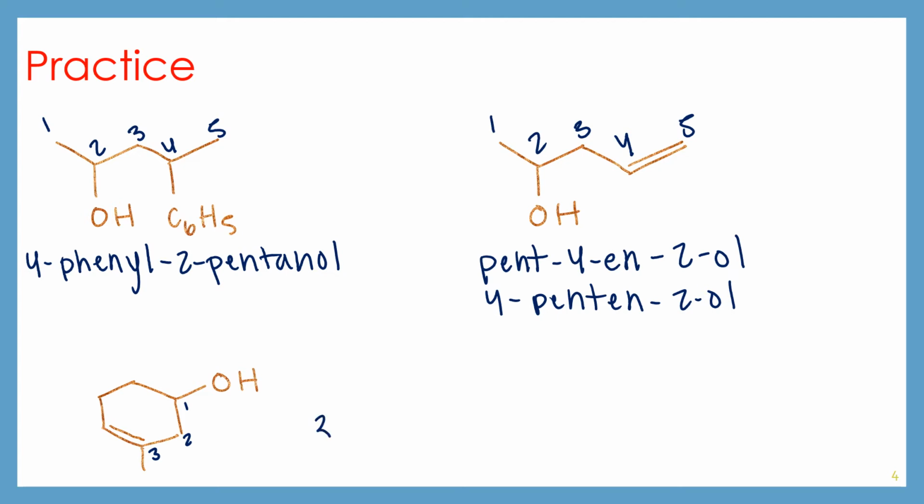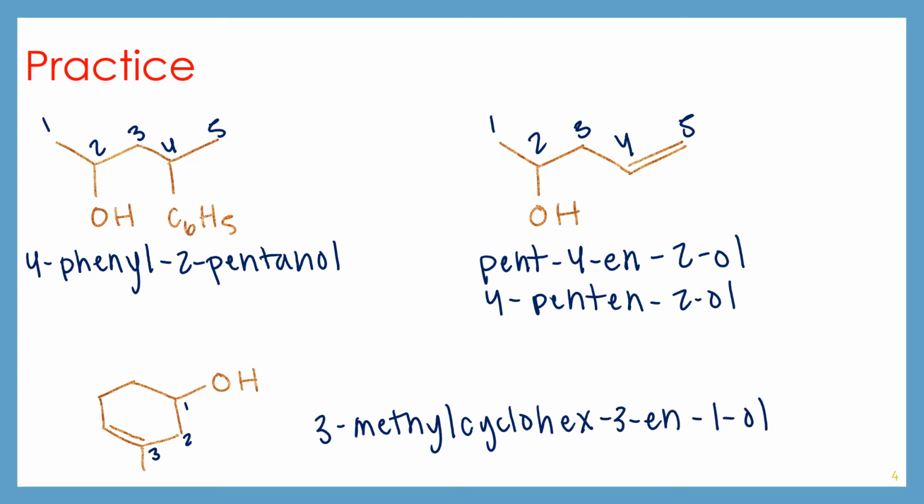So 3-methyl, and then remember to include cyclo, hex, 3-ene, 1-ol. You could also leave out the 1 because the alcohol is automatically number 1. So you could also have done 3-methylcyclohex-3-enol.